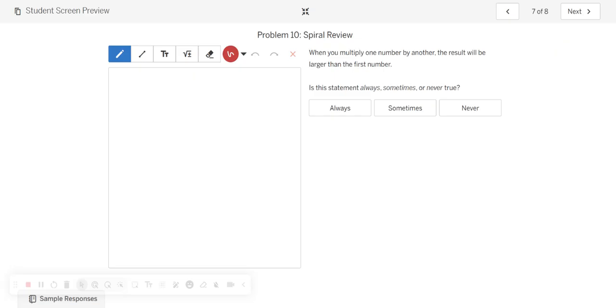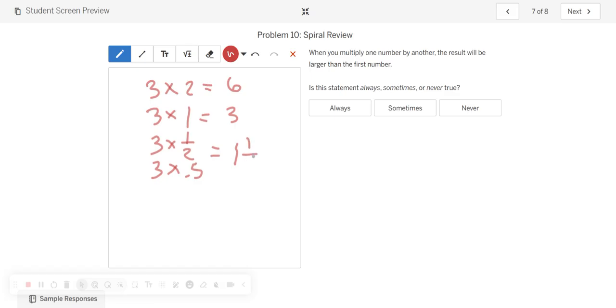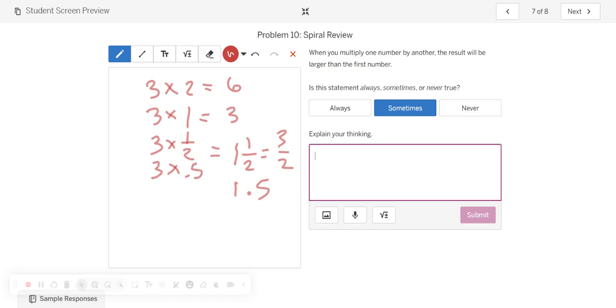Spiral review. When you multiply one number by another number, let's try a couple. Like 3 times 2 definitely gives you a bigger number, 6. But 3 times 1 doesn't give you a bigger number. It only gives you 3. And then if you were to go into fractions or decimals, like 3 times 1/2 or 3 times 0.5, both of those equal 1.5, 3 halves, depending on how you look at it. And so I'm going to say sometimes. You sometimes get it. Not always. Submit.